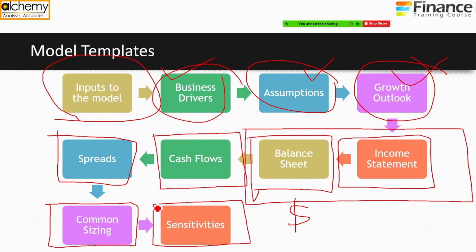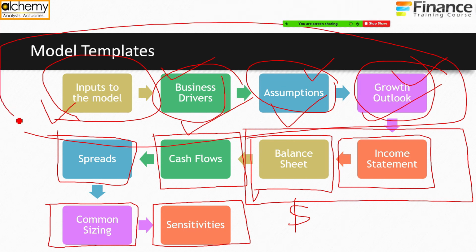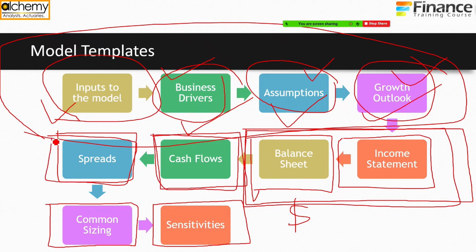So that's the structure of a model. Inputs, what goes in, drivers, assumptions, growth outlook, and this is your pre-processing, for lack of a better word. All of this is required to make sure that the model works. Then the next two big steps are income statement and balance sheet. The combined impact of income statement and balance sheet on my cash position is statement of cash flows. Spreads is benchmarking myself against the competition in the industry. Common sizing is to get a sense of a range of historical values.